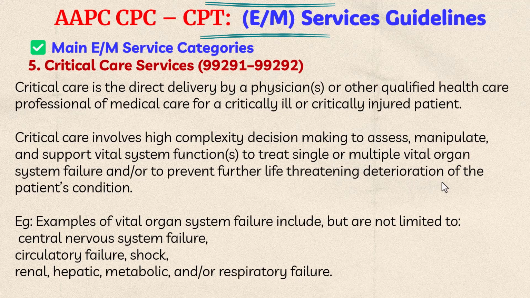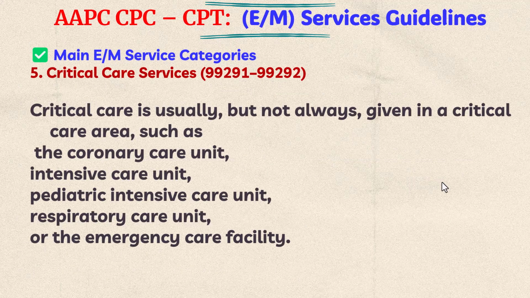Examples of vital organ system failure include, but are not limited to, central nervous system failure, circulatory failure, shock, renal, hepatic, metabolic, and respiratory failure. These things are available in your CPT evaluation and management guidelines, so you have to highlight them. Critical care is usually, but not always, given in a critical care area, such as the coronary care unit, intensive care unit, pediatric intensive care unit, respiratory care unit, or emergency care facility.